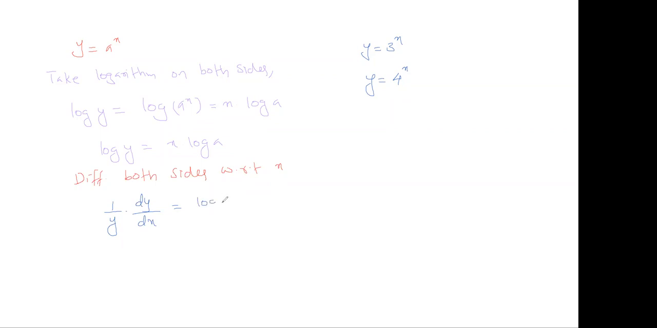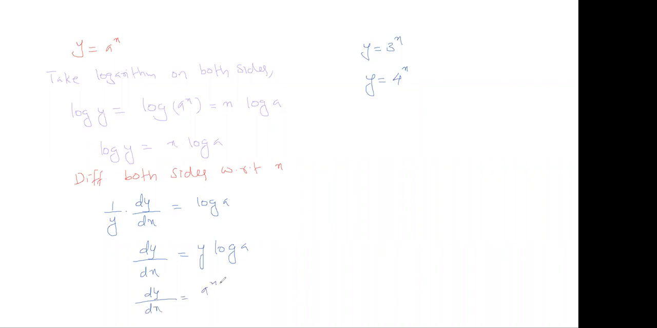Log a is constant. A is a constant, so log a is a constant. So constant into function derivative is constant into the derivative of that function. So log a into the derivative of x, the derivative of x is 1. That means dy by dx is equal to, cross multiply with y, so y log a. That means dy by dx is equal to y, which is a to the power x.